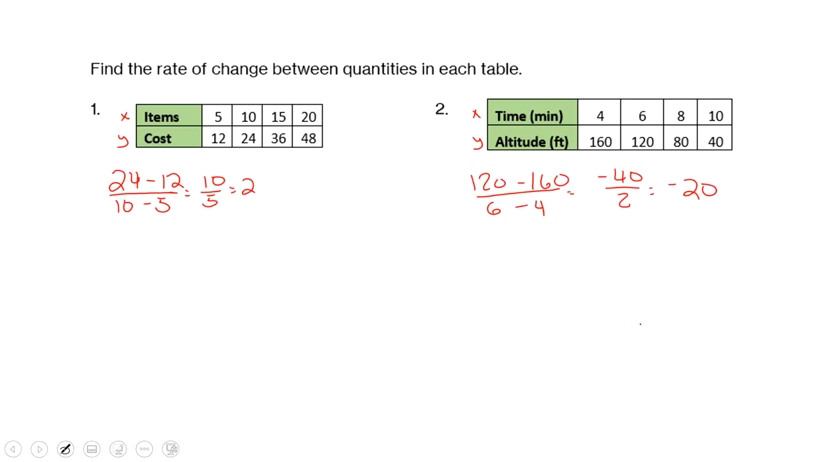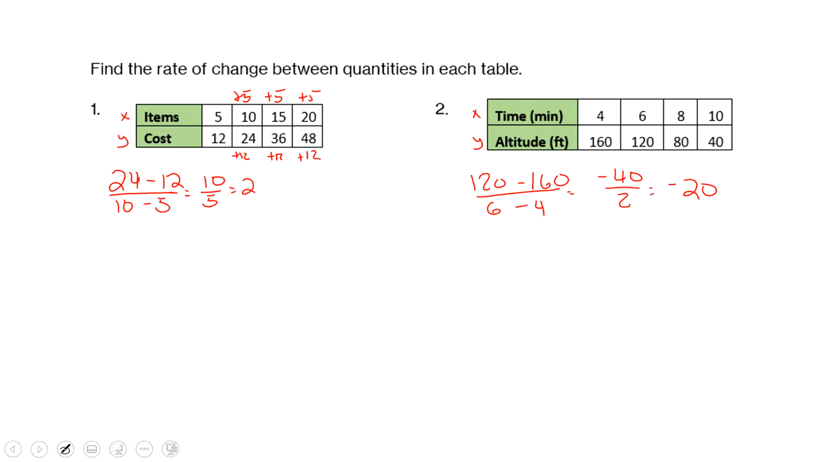Okay, so I look. I kind of figured it out as 2 there, but what I really should have been doing is this is +5, +5, +5. This is +12, +12, +12. So my cost is going up 12 for every 5 change in the values. So I'm good. Make sense?